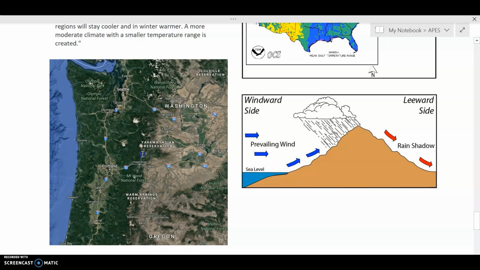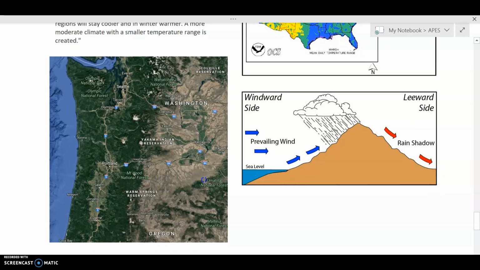As it rises, it cools. The water molecules in the air condense. It precipitates on this side, and here is your harsh environment as a result of the lack of humidity in the air, because the air is going to be really, really, really dry.